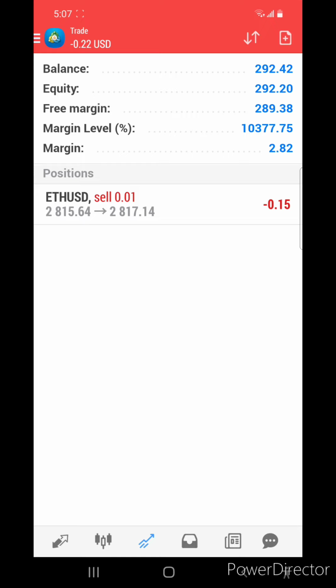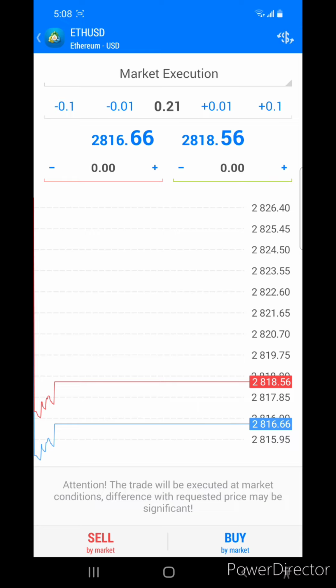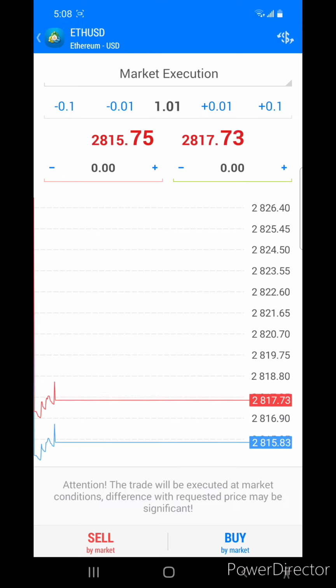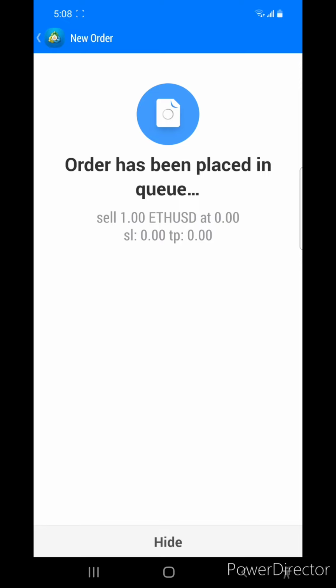That margin level percentage is huge because I got in such a small lot size trade, and according to my $292 balance, that trade is so small that my margin level percentage is so high. The higher your margin level percentage, the more room you have to trade. Let's do this on the flip side. Let's do a 1.00 and let's see what the margin level percentage is.